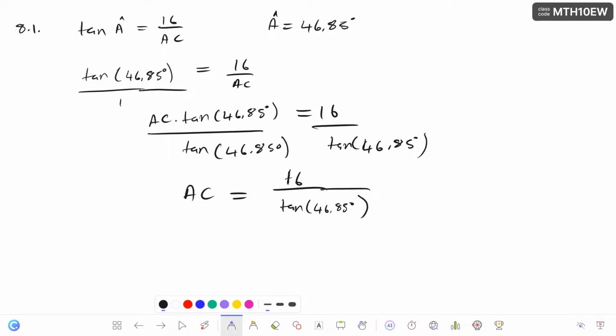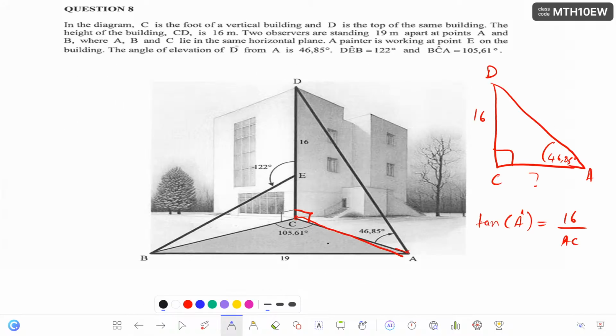So it's 16 over tan 46.85 degrees. So it's going to be 14.999. So we can simply round this to AC equals 15 meters. So now we have this length, which is 15 meters. So okay, let's go to the next question.